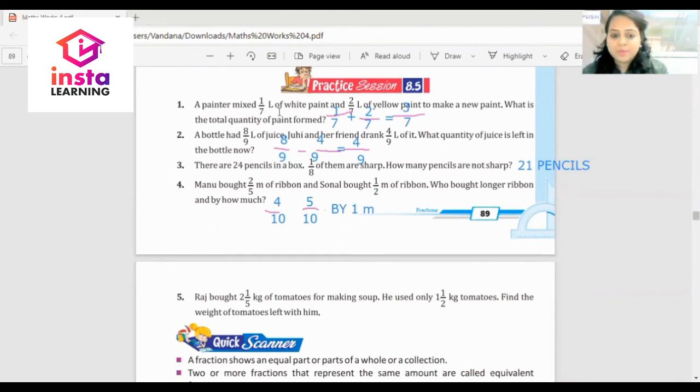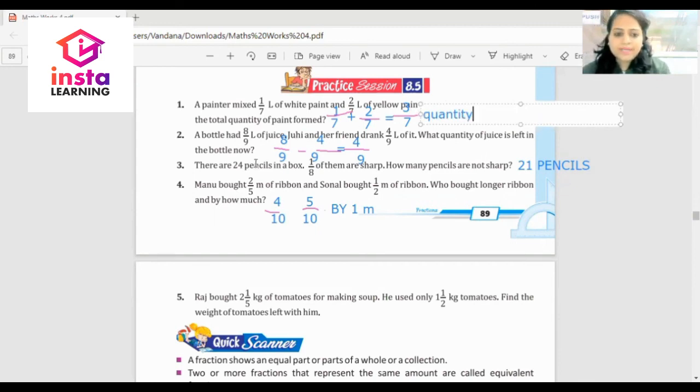A painter mixed 1 upon 7 liter of white paint and 2 upon 7 liter of yellow paint to make a new paint. What is the total quantity of paint formed? So you have to do the addition of these fractions. 1 upon 7 plus 2 upon 7. You will get 3 upon 7 as your answer. What is the total quantity of paint formed? 3 upon 7 quantity. Okay, you can write here quantity also.